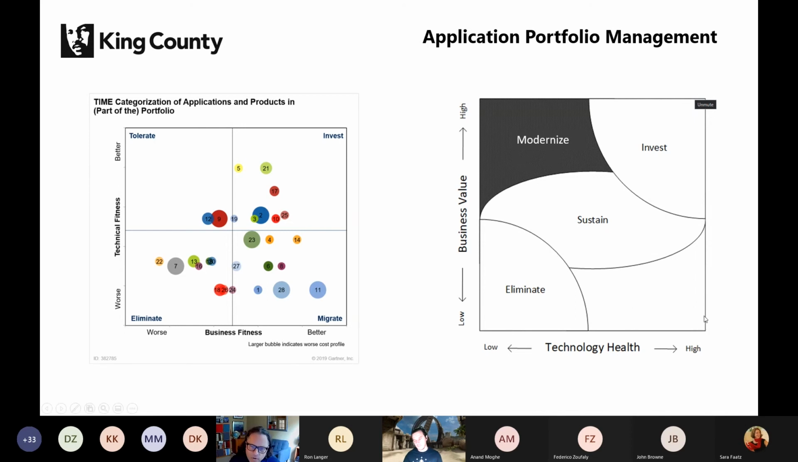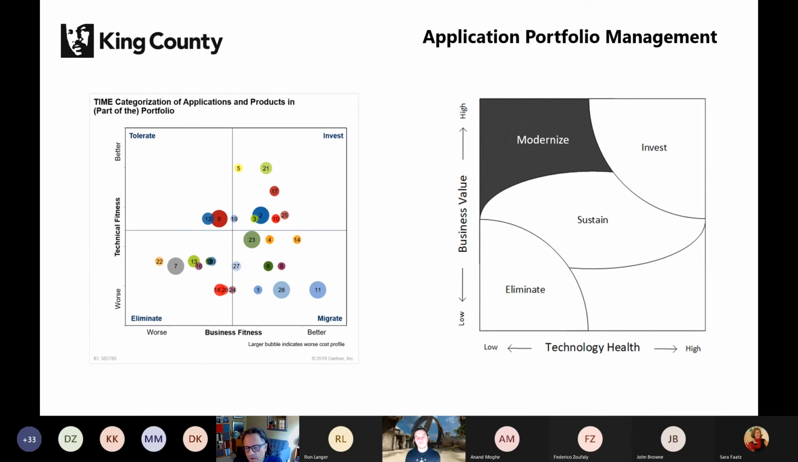But where we want to be spending our time and being aggressive is in the top right and bottom left. Aggressive in eliminating things that are low tech value, low business value. Finding opportunities to invest in high business value opportunities, in a way that aligns with our technology roadmap. And as Federico said, modernizing or dealing with the things that are high business value but low fit from a tech standpoint.